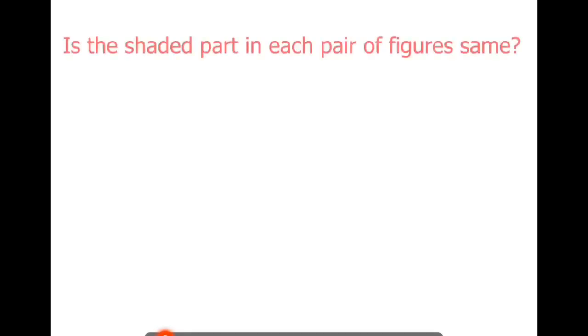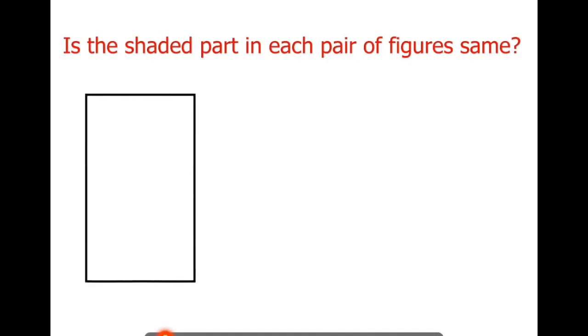So here I am beginning with a question, and the question is: is the shaded part in each pair of figures same? So what I am going to do, I am going to show you some figures, and in those figures there would be two figures, and hence a pair of figures would be formed, and in that pair of figures you have to tell whether the shaded part is same or not? This is the question. So let's begin with it.